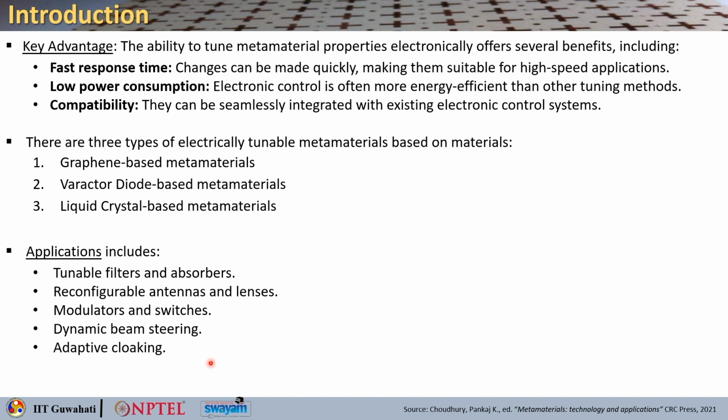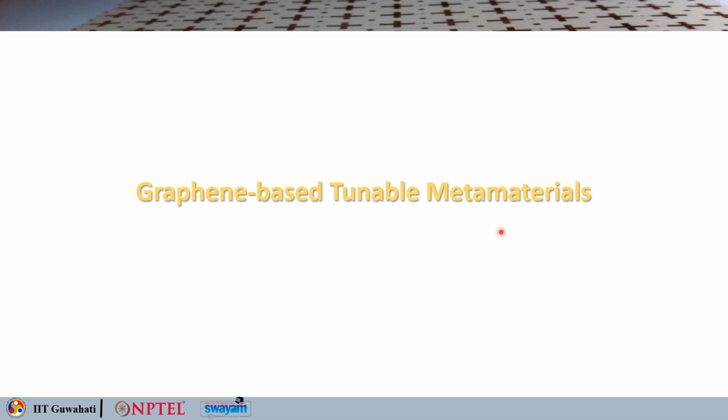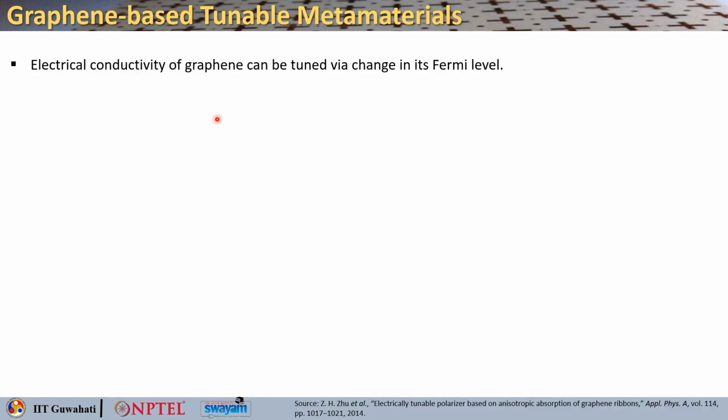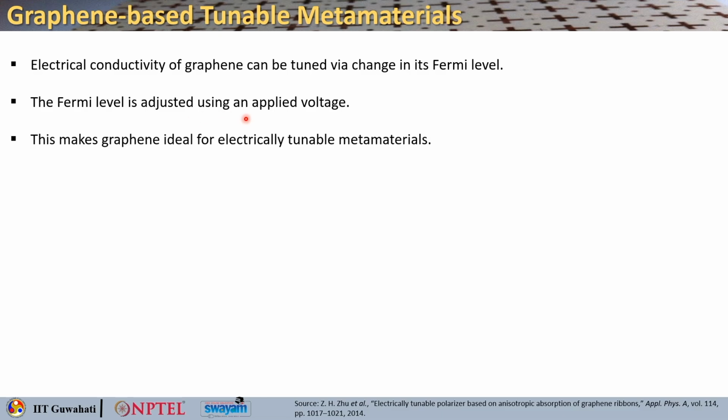Okay. So now let us look into the first one, that is graphene based tunable metamaterials. In this case you are using graphene as part of your structure, and the electrical conductivity of the graphene can be tuned via change in its Fermi level, that we all know. If you put the graphene in a capacitor kind of configuration, you can change this Fermi level by changing the applied voltage bias. We will show you how this arrangement looks. This basically makes graphene ideal for electrically tunable metamaterials.